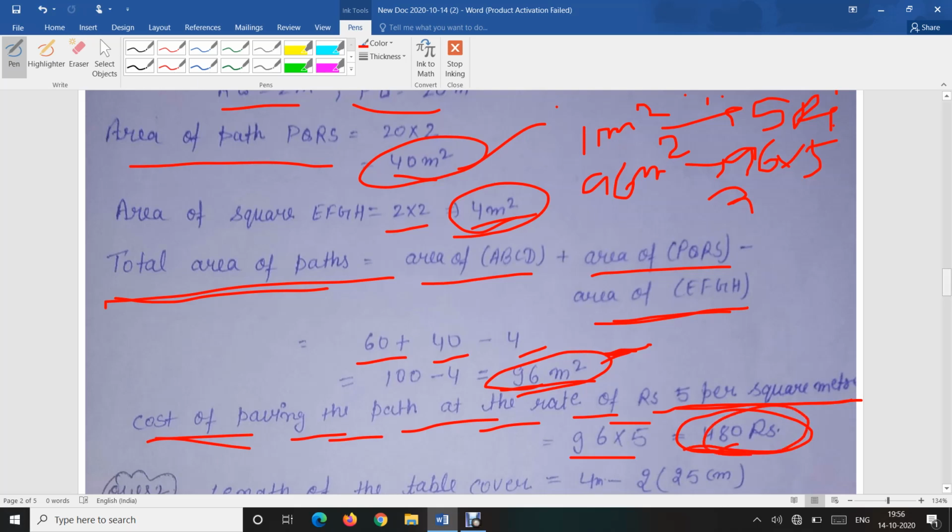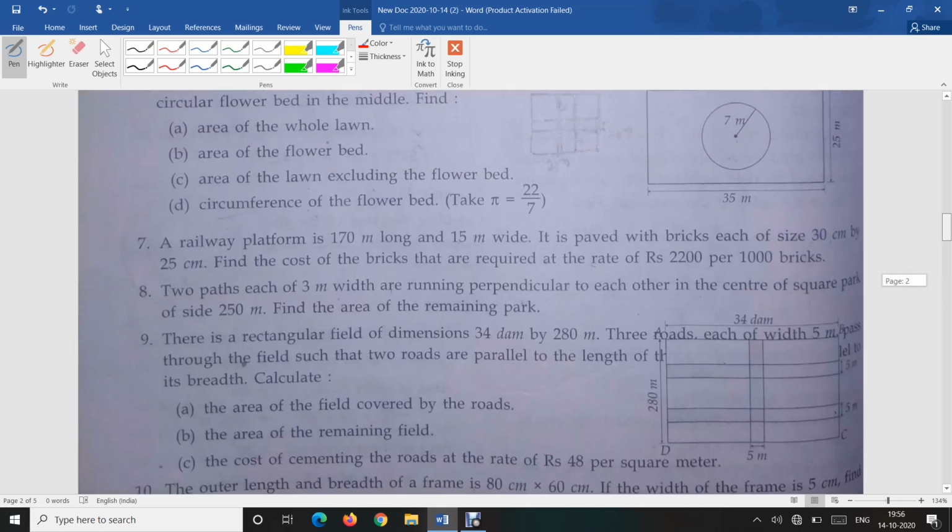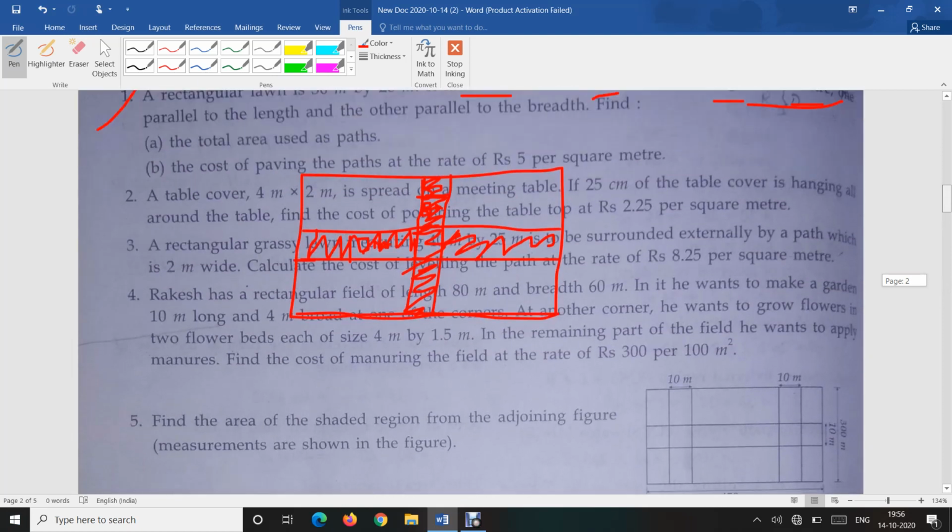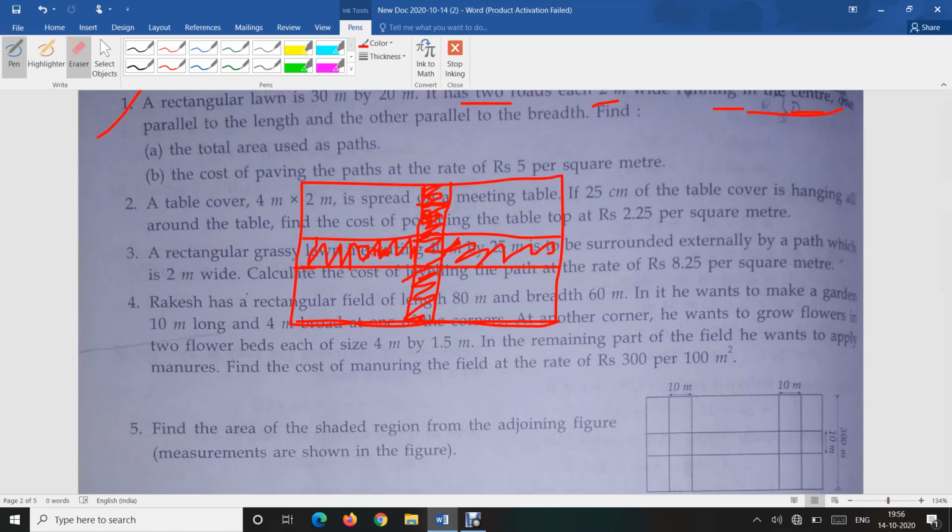Hope you understand this question. If you have any problem regarding this concept, then you can ask. Now let us move towards the next question, which is question number 2.